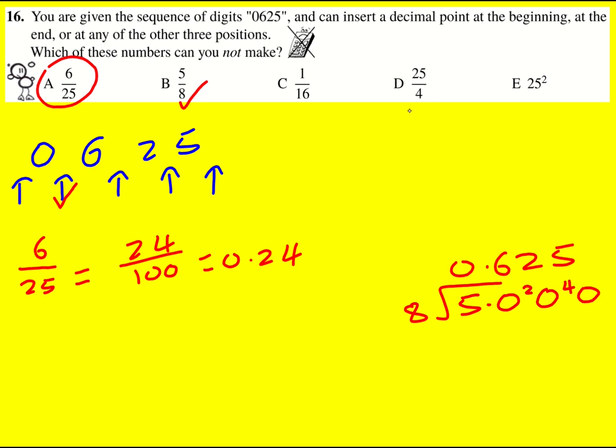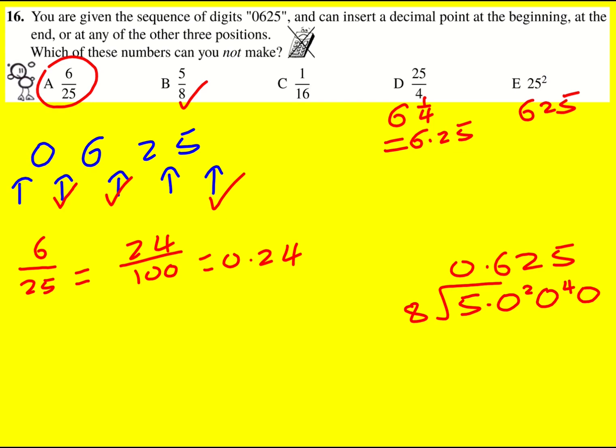25 over 4 is not too bad to work out. It's going to be 6 remainder 1, so 6 1/4, or 6.25. So that's that one there. 25 squared is actually 625. So that one is okay.